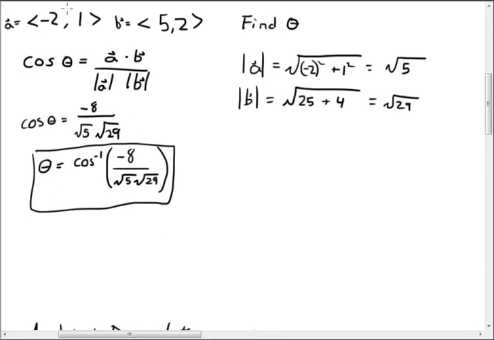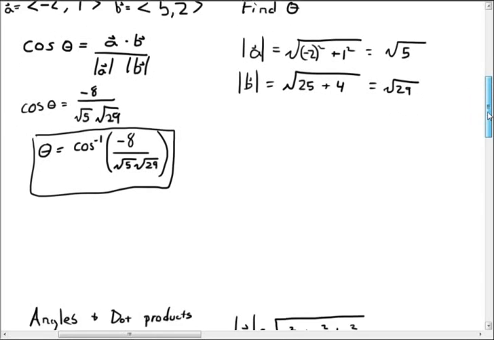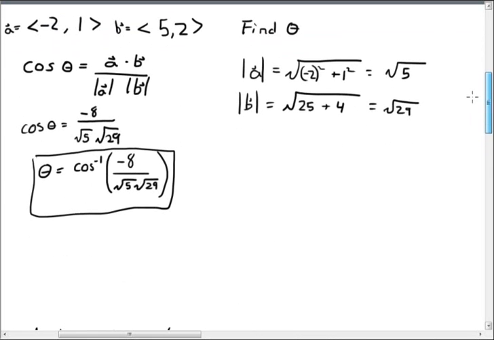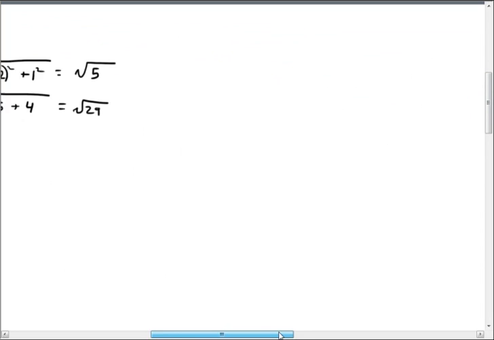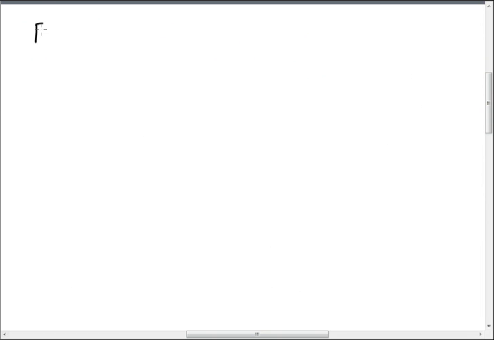Now, we could do another problem. This one would implement the cross product. We have: find the area of the triangle with vertices at, we'll call this point P, (2, 1, 3). Point Q is (1, 0, 2).